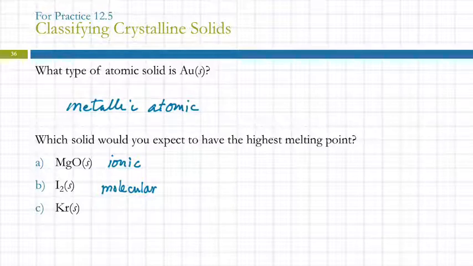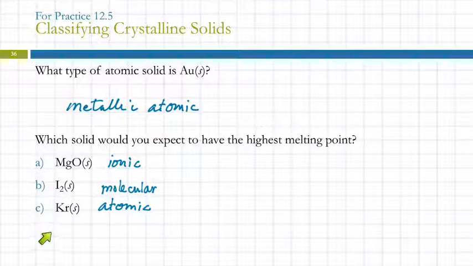Is it ionic, molecular, or atomic? Atomic, right? There aren't any bonds here. It's just atoms. So then what we need to think about is what is holding these together? Well, we'll start at the bottom. For krypton, it's an atomic solid. What's holding the krypton atoms together in a solid form? Just nothing? Dispersion forces, right?